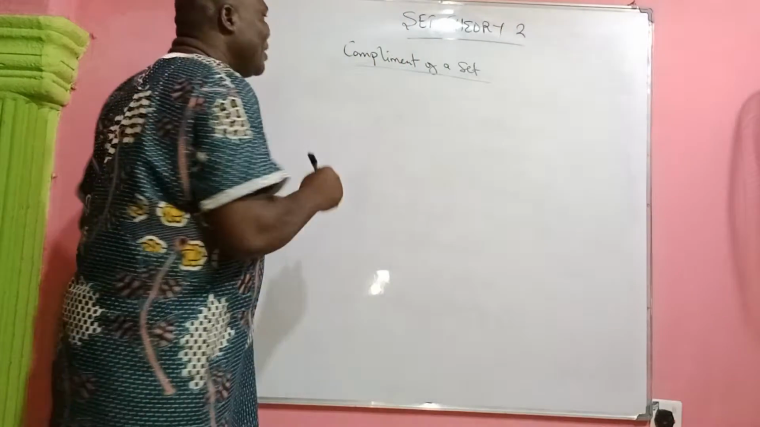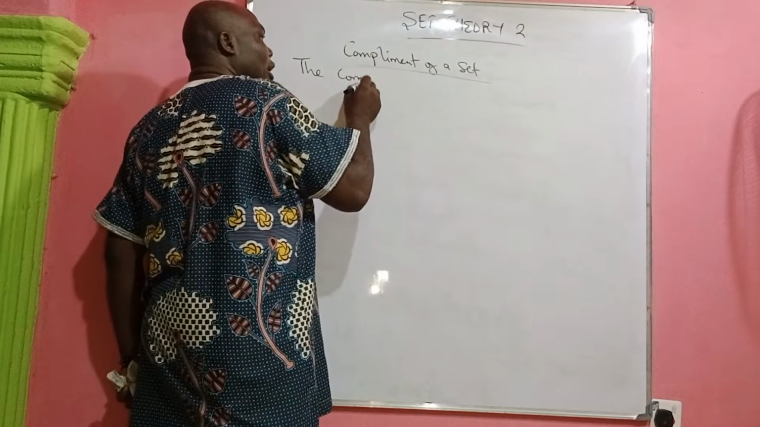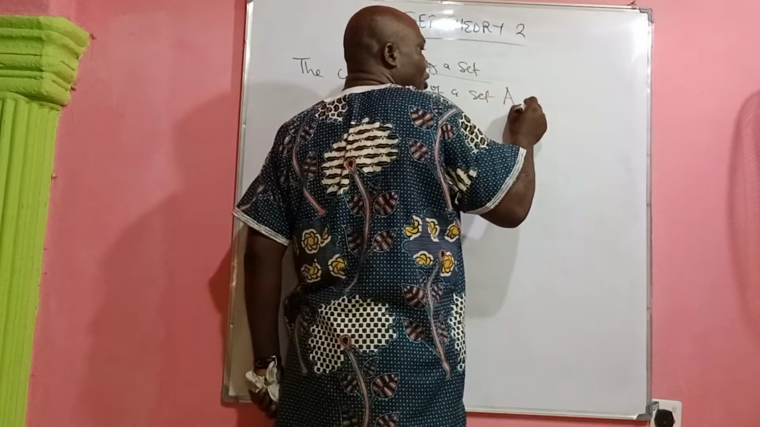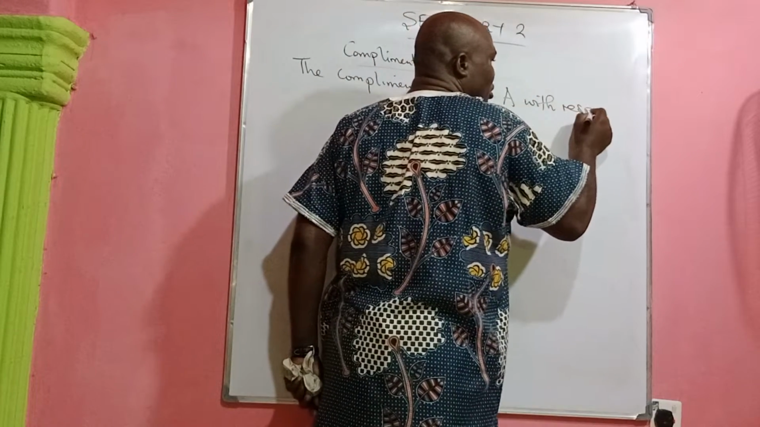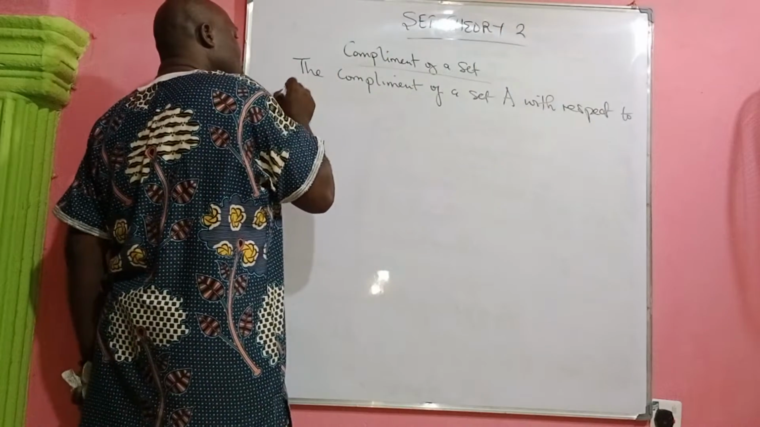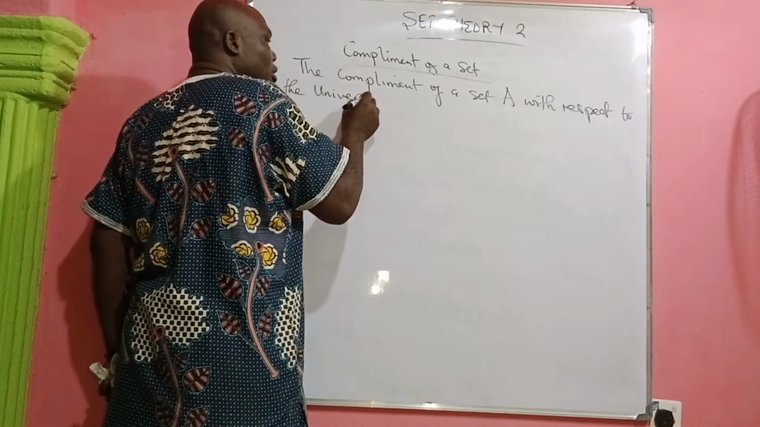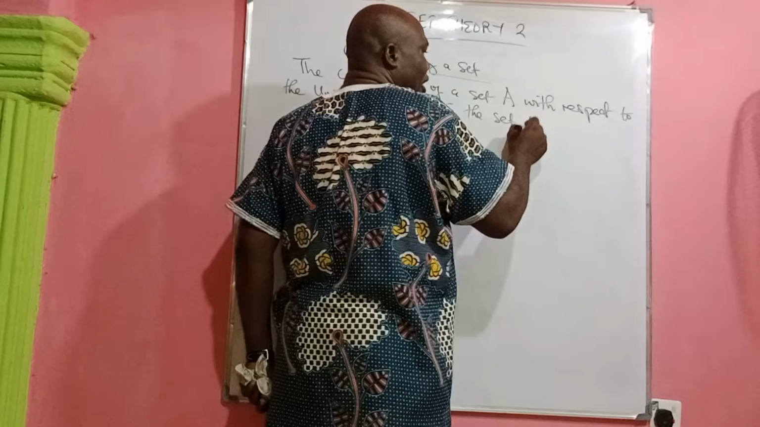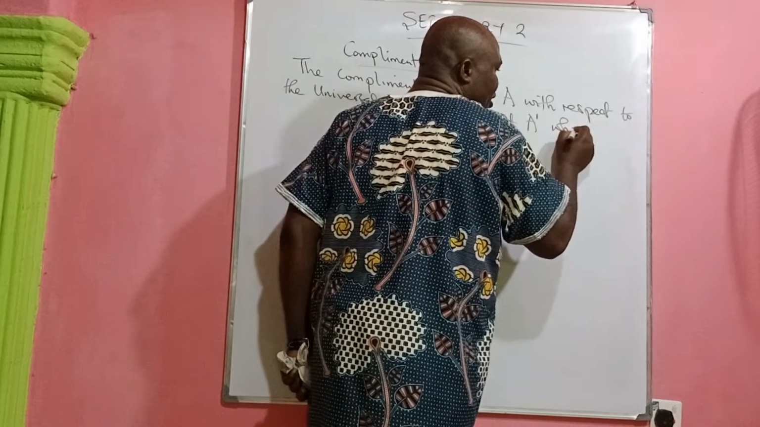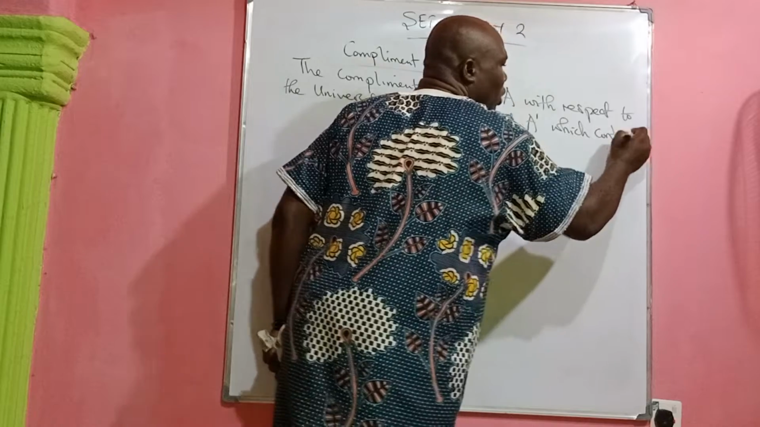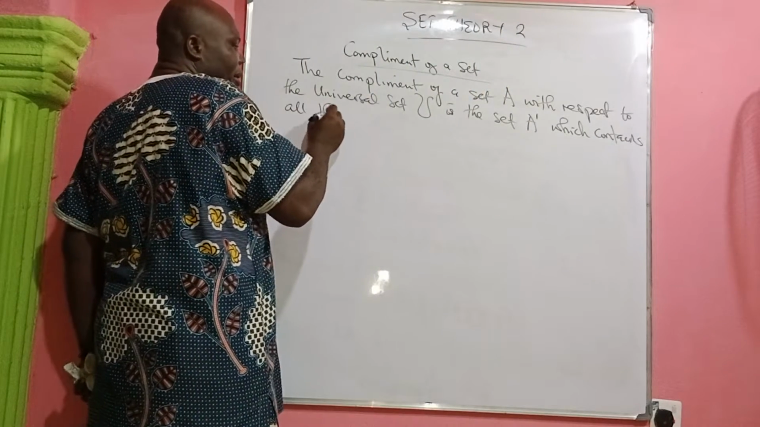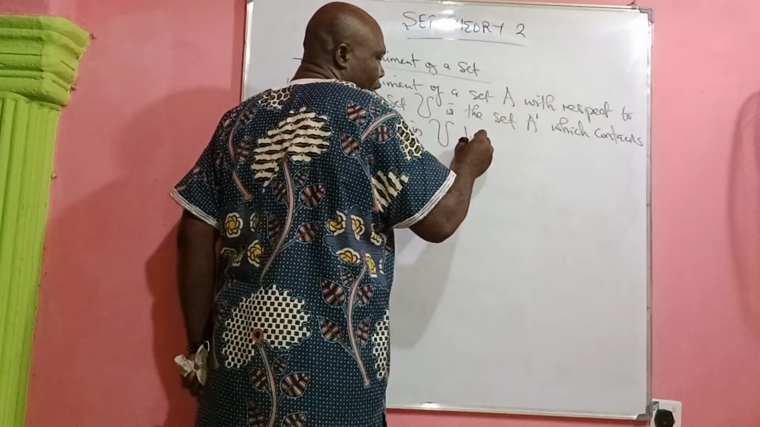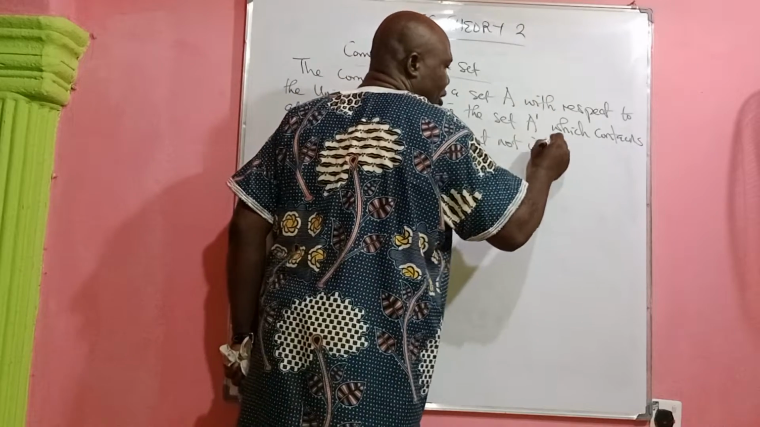Now, the complement of a set A, with respect to the universal set, capital U, is the set A complement, which contains all the elements in the universal set but not in set A.